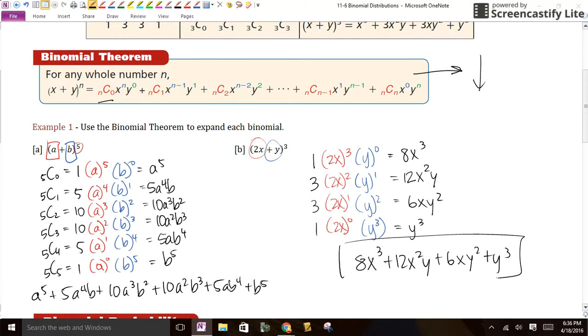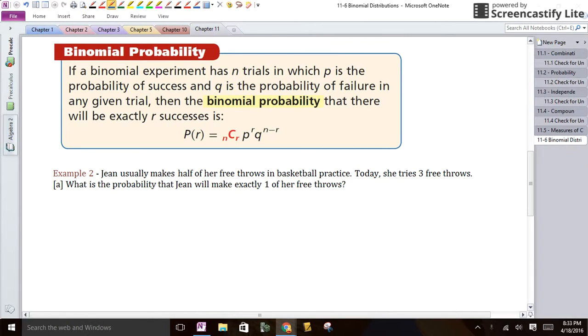And there it is, completely foiled out perfectly, and a lot less mistakes than combining like terms or drawing the box or whatever. There you go. Let me have you try one, and we'll be right back. Nice work on that one.